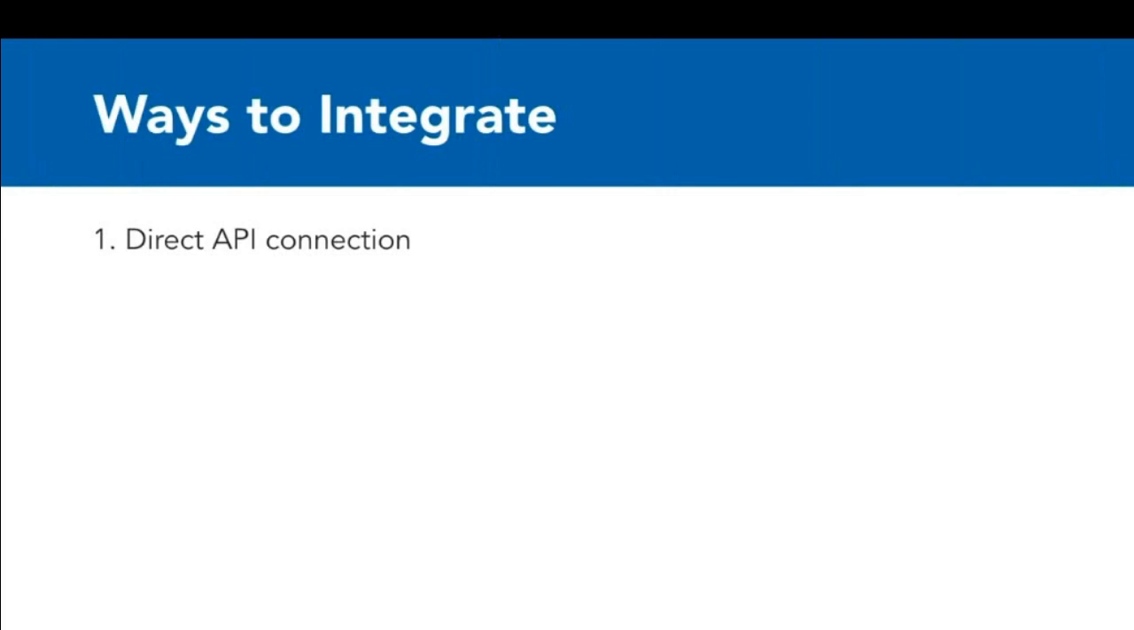The first is a direct API connection. That means there's either a bit of code on your website or code on the service's website that connects your website to the service. And the second is to connect to one service that I like to call an integration hub. And through that one service, all of the other services are connected to your website.